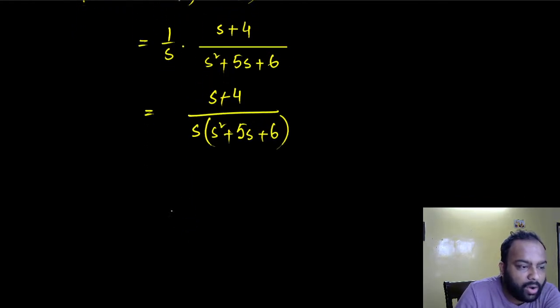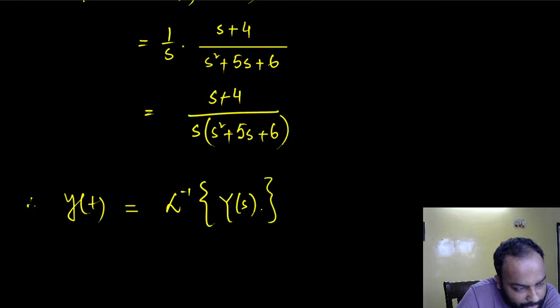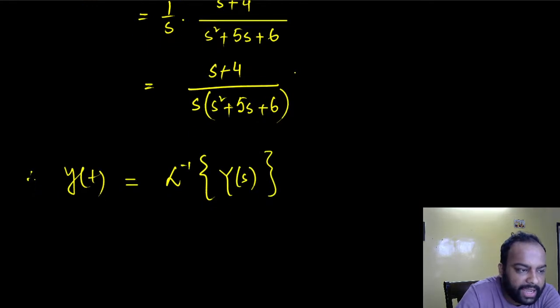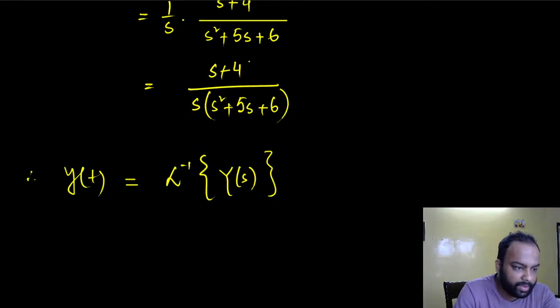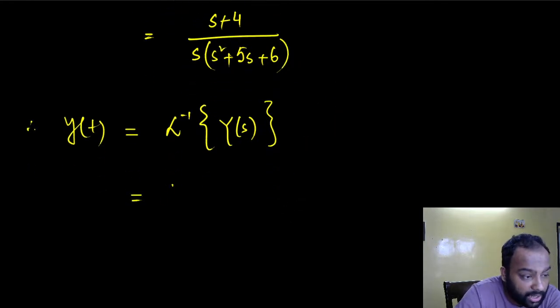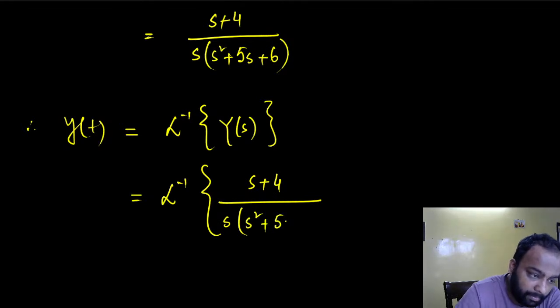All right. So now our objective is to find out y(t), right? But what is y(t)? y(t) would be the inverse Laplace transform of Y(s), right? So we are going to have to take the inverse Laplace transform on this signal. So we're now looking for the inverse Laplace transform of that entire thing, which is (s plus 4) divided by s into (s squared plus 5s plus 6).